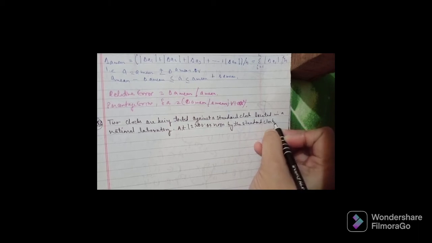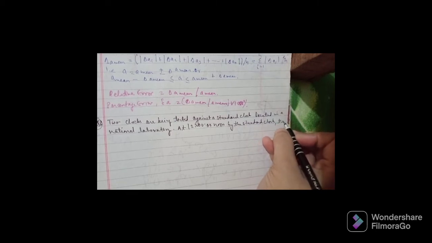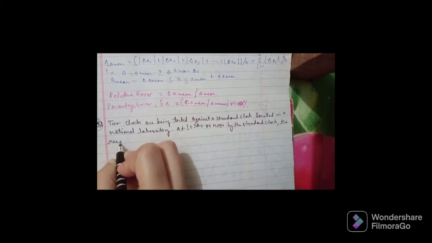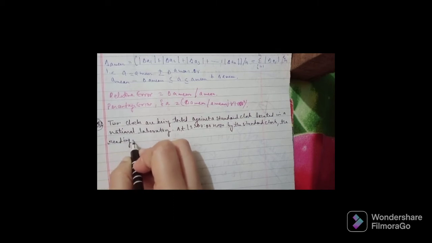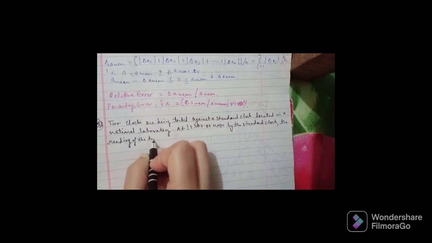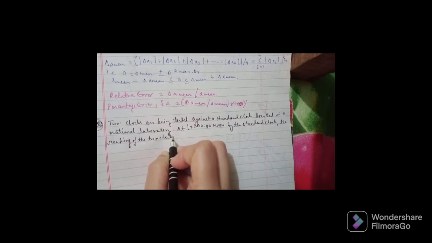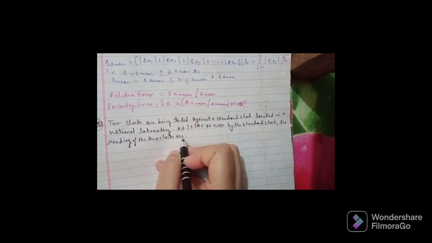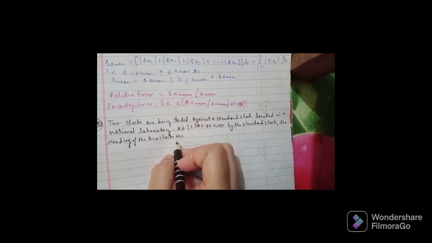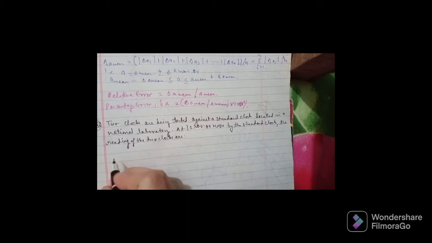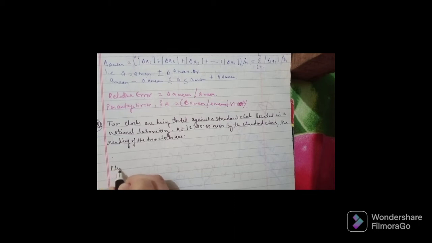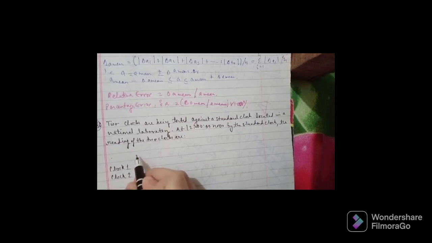The readings of the two clocks are... so we talk for clock 1 and clock 2. First we talk here about the days that we have, and then we'll talk about clock 1, and this is for clock 2. Now we go for it.